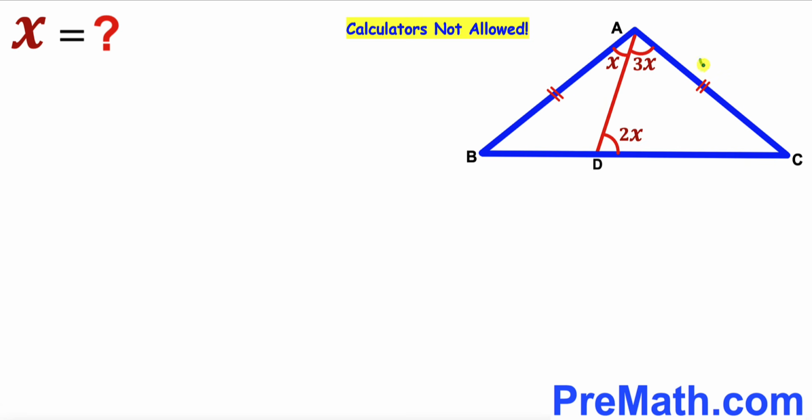As you can see in this given diagram, this point D lies on this side BC, and moreover this side AB length is equal to this side AC length. And furthermore, this angle DAB is being represented by x, whereas this angle ADC is 2 times x. And finally, the angle CAD is 3 times x. And now our task is to find the value of angle x.